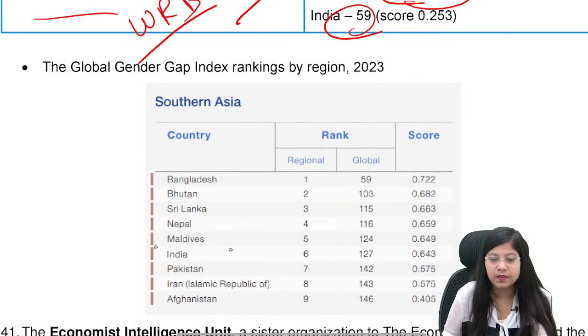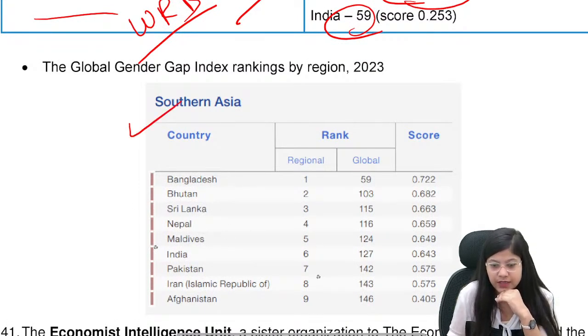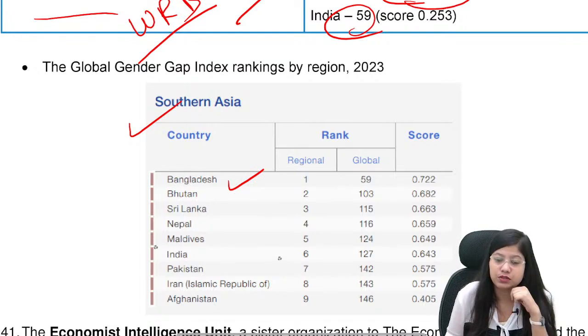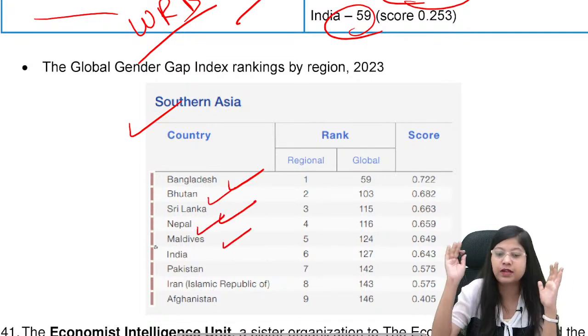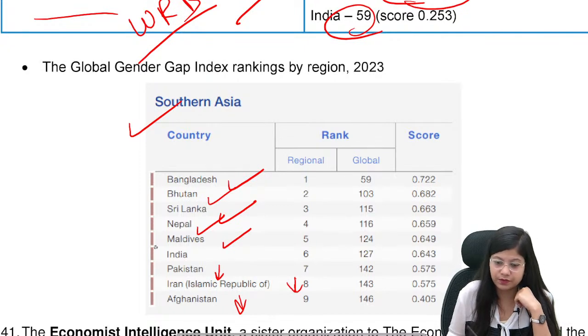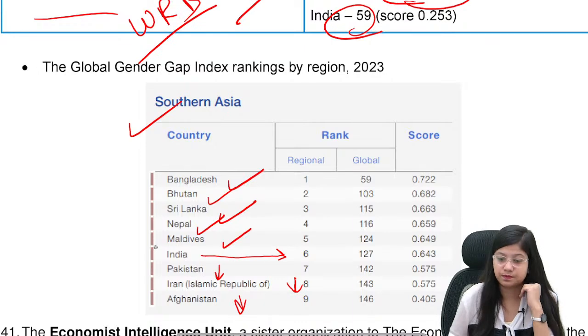Clear? Now as far as South Asia is concerned, we have different countries and rankings. Bangladesh is performing really well as far as the Global Gender Gap Report is concerned in the South Asian region. Then we have Bhutan above us, then Sri Lanka above us, Nepal, Maldives, everyone is above us except Pakistan, Iran and Afghanistan, which are very conservative nations from that perspective. So India is at the 6th position.